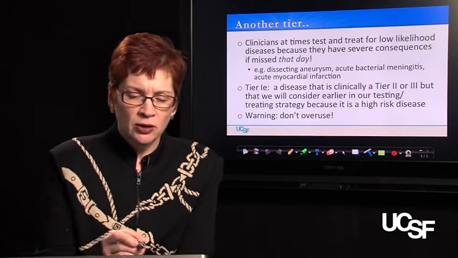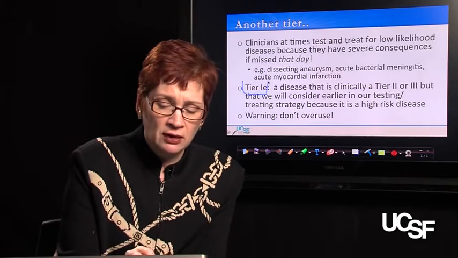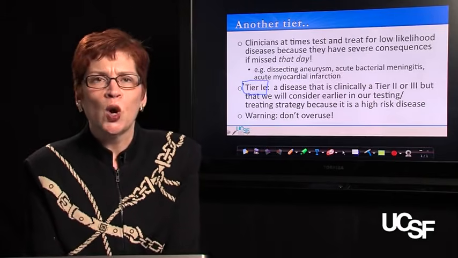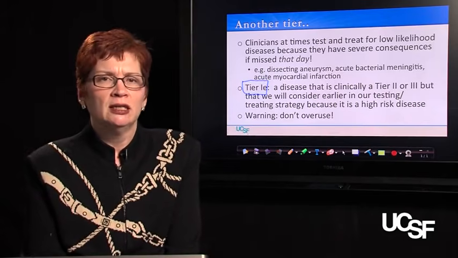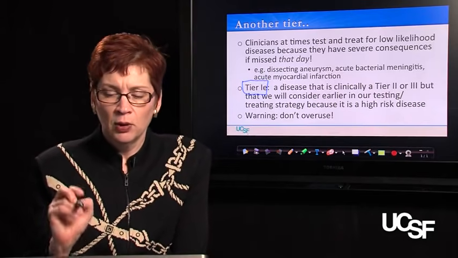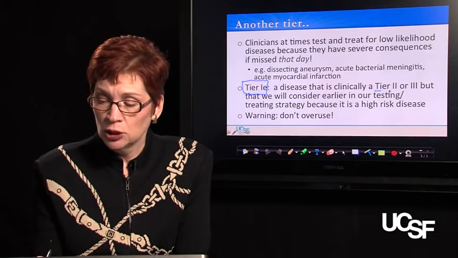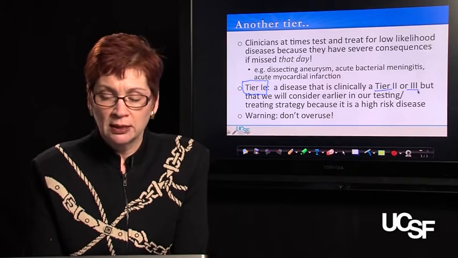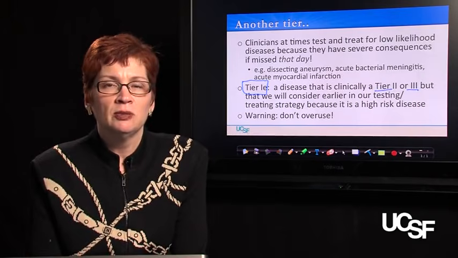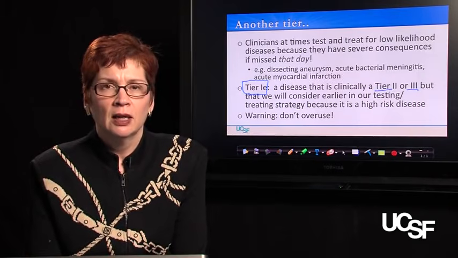And in recognition of that fact, we identified a 4th category, and that's a tier 1E, or tier 1 emergency diagnosis. So importantly, a disease that's clinically a tier 2 or tier 3, but that we will consider earlier in our testing and treatment strategy because it's a high-risk disease.